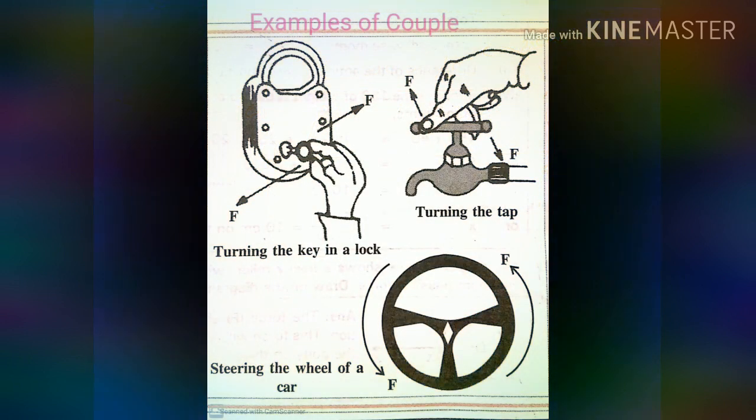Now what are the examples of couples that we see in our everyday life? Turning the key in a lock. To turn a key in the keyhole of a lock, forces are applied by the fingers. These forces form a couple. Turning a water tap: in order to open a tap, forces are applied by the fingers. These forces form a couple. Steering of a motor car wheel: for turning a steering wheel, the driver of the car applies a couple by his two hands. In all the cases, you can see a pair of forces produces rotation.